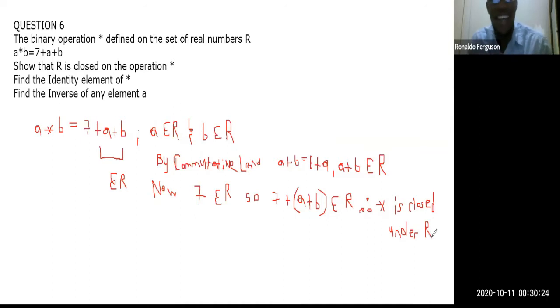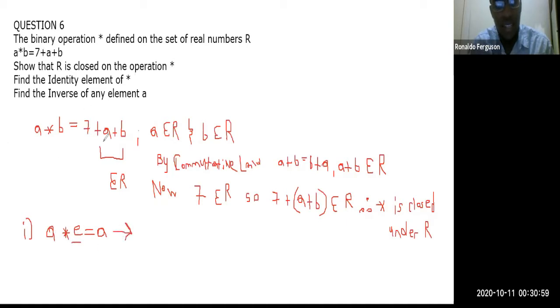Alright. Now the next part says find the identity element of star. Remember, to find the identity element we use one simple equation. To find the identity we solve A star E equal to A, and then we look for E, and E is the identity. So right here, we write A star E equal to A, and the identity that we want is E. So what is A star E?